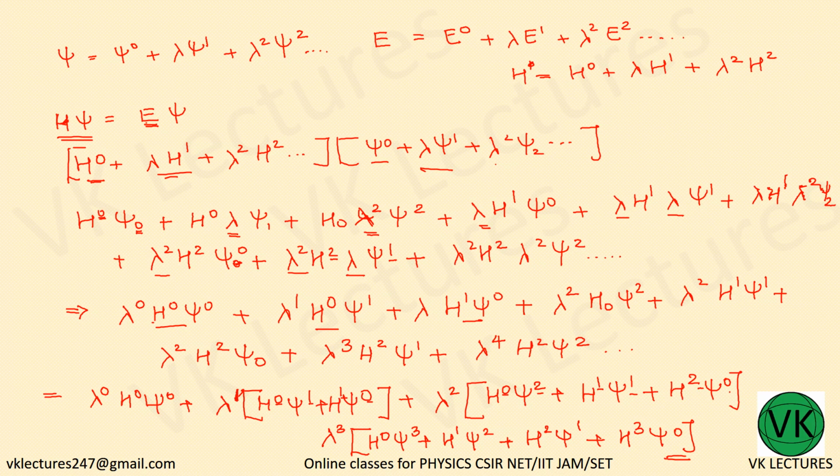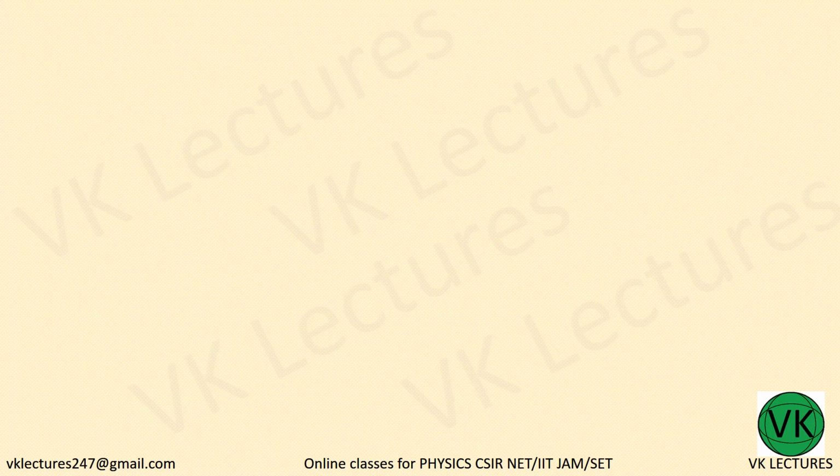So this is how our terms go. This is the zeroth order correction, that is the unperturbed energy, and this is the first order correction. Here is the second order, this is the third order. The superscript will tell you the order of the perturbation.